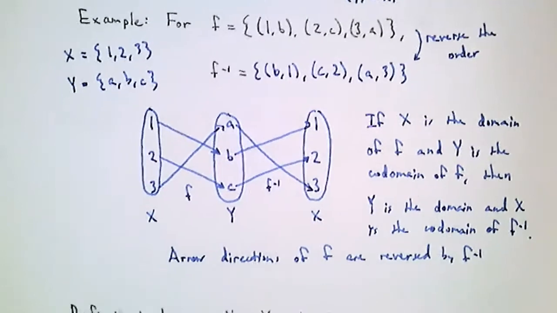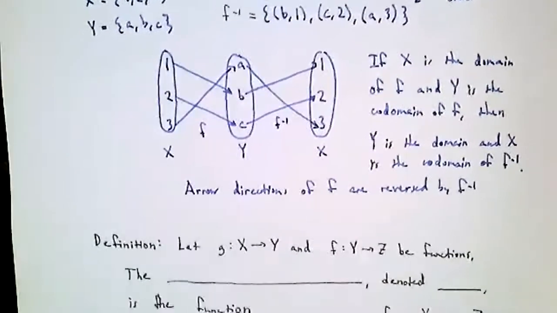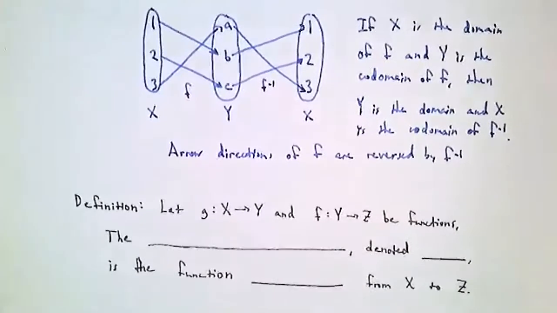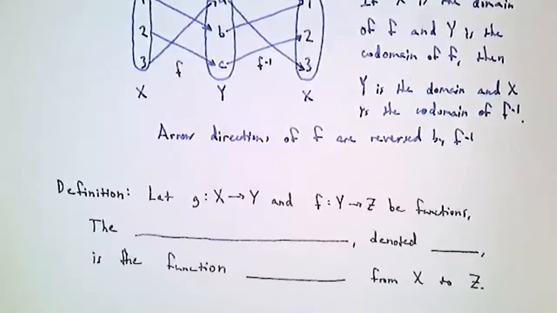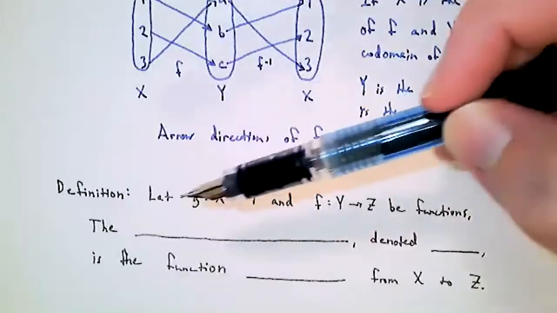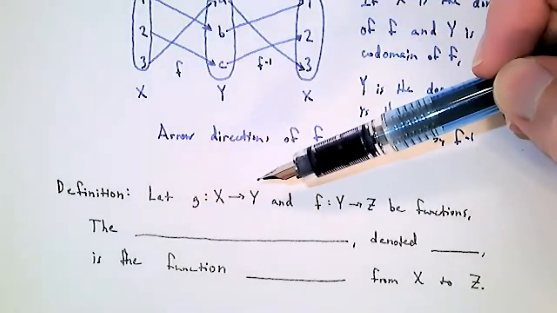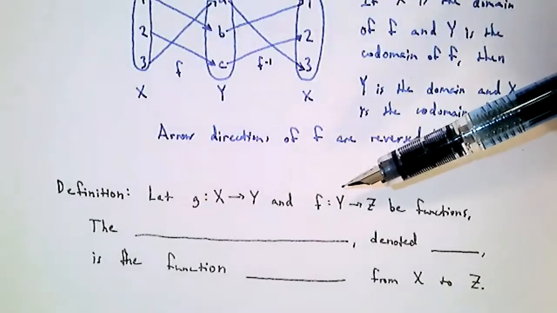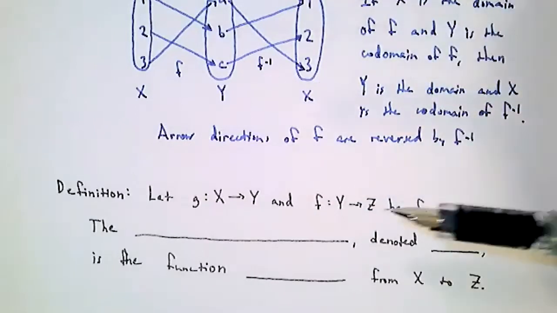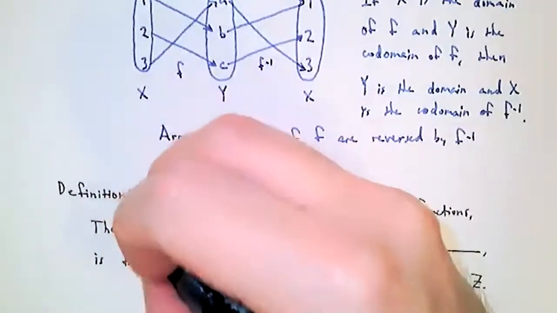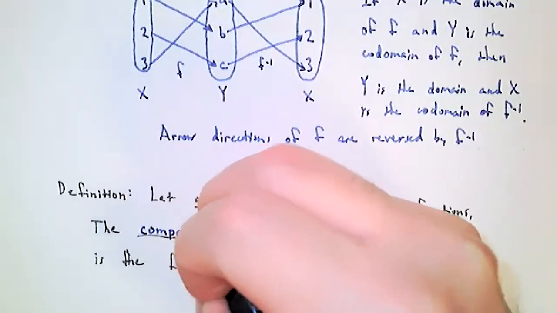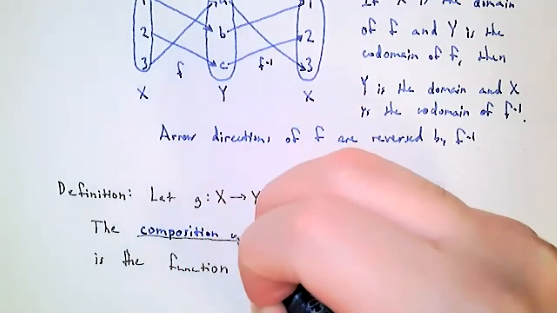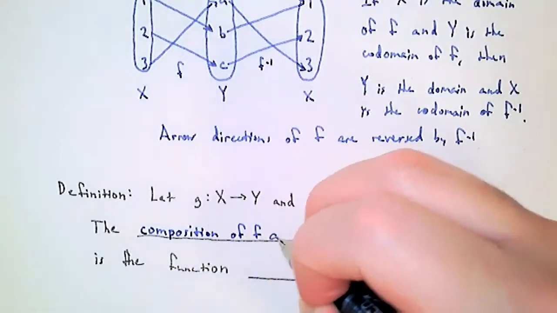Okay, so those are inverses. Now we'll talk about compositions of functions. So this is a way to put two functions together. And for this, I need two functions. So let g be a function from X to Y, and let f be a function from Y to Z. Then the composition of f and g is a new function.